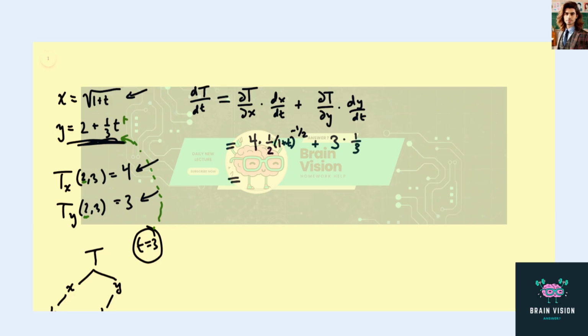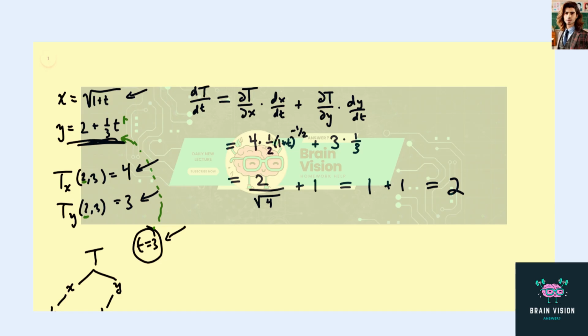Okay, so we have 4 times 1/2 is 2. We can think of that negative 1/2 power as a square root on bottom, and 1 plus t, well, at this point, t is 3. So that ends up being 4 down there. 3 times 1/3 is 1. So we get 2 over the square root of 4, which is 2 over 2, is 1, plus 1 equals 2. So that's our final answer.